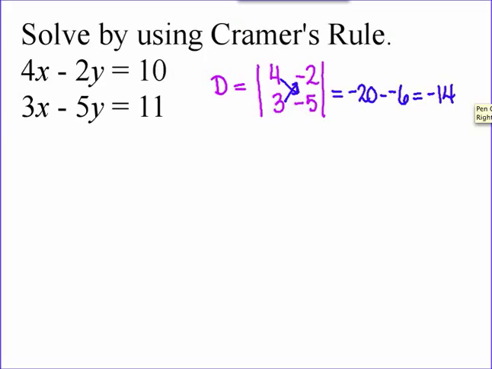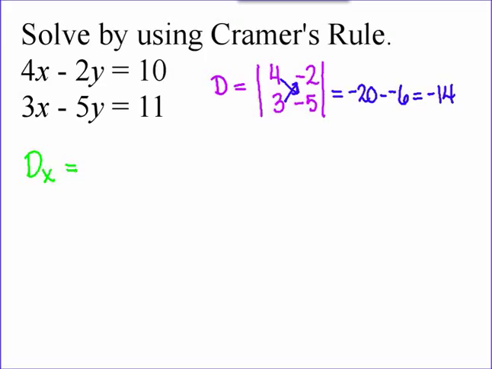So now what we need to do is find dx and dy. Do we need to find dz? No, because I don't have a z here. I only have an x and a y. So how we're going to do dx is, if you notice, I haven't used some numbers, right? And what numbers haven't I used? The equal sign. So I haven't used the 10 and 11.